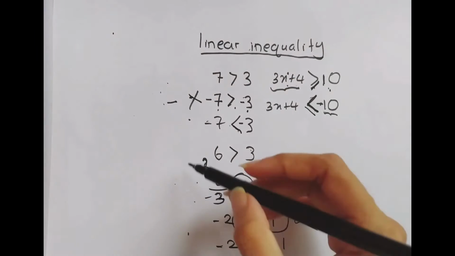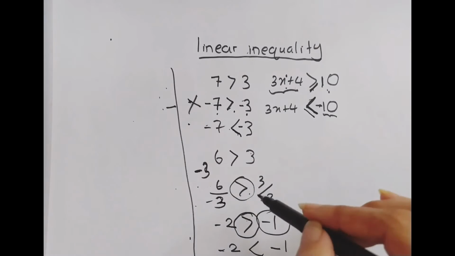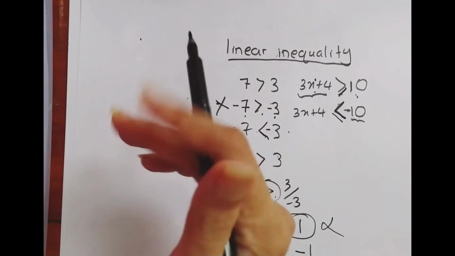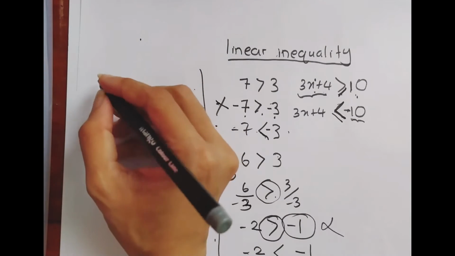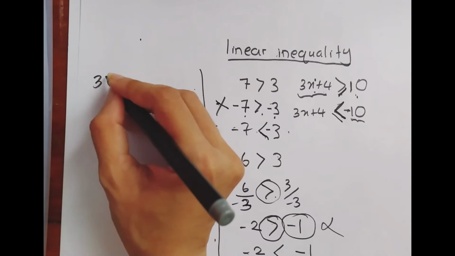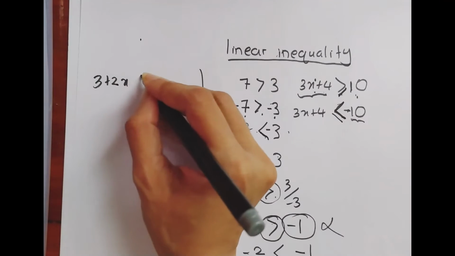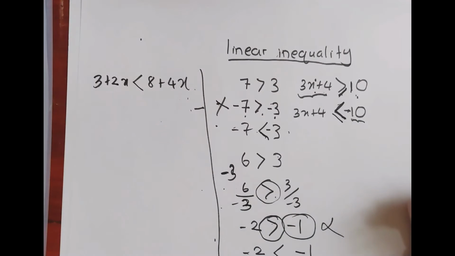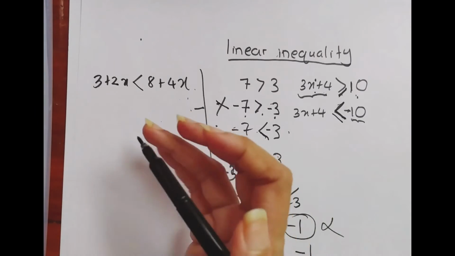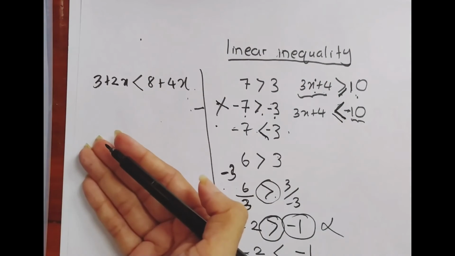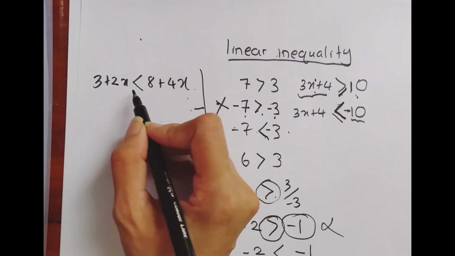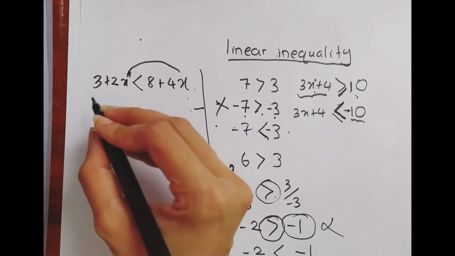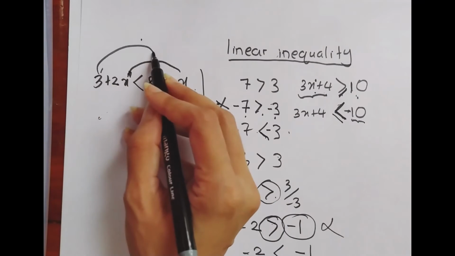Okay, so this is the base thing that you must know when you are multiplying and dividing by a negative number. So we'll see an example now. Think you have 3 plus 2x is less than 8 plus 4x. Now you have to solve this. So what you will do, you will take all x to one side and the rest to the other side. Normally we keep x on the left hand side. So we'll take this one to this side, and we'll take 3 to this side.